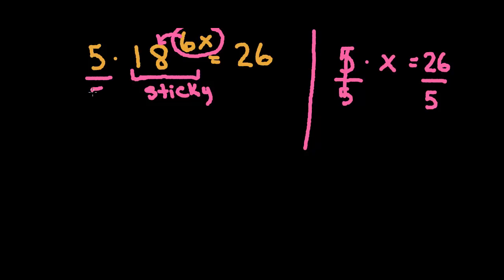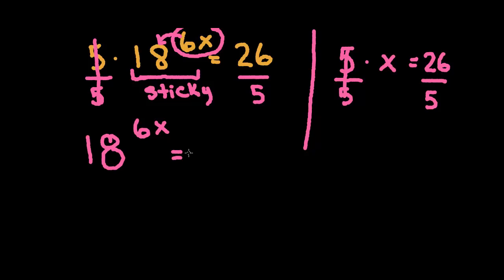So I'm going to divide both sides by 5 and make him go away. So that leaves me with my piece that has the variable in it, 18 to the 6x equals 26 divided by 5. And if I do that on my calculator, I get 5.2.